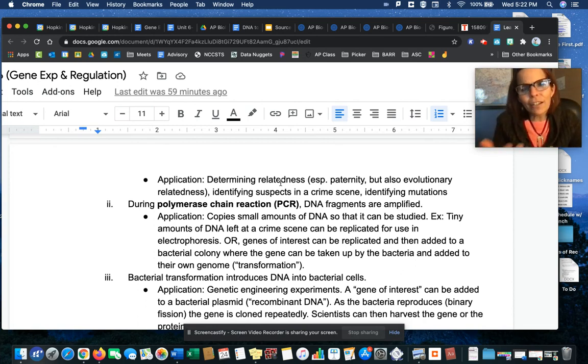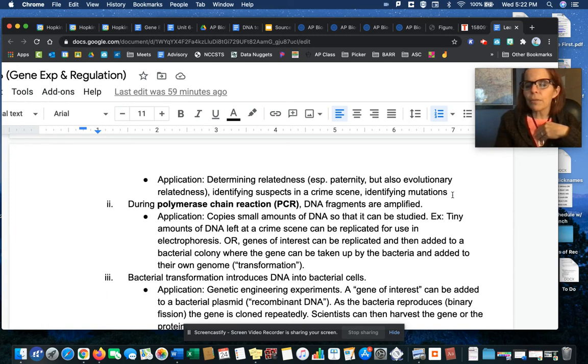We can also identify DNA suspects in a crime scene. So be aware that when we're using electrophoresis, it doesn't tell us anything about what the person looks like. We can't even tell their sex. We don't know if they're male or female. We can't tell anything about the person. But if we have a suspect, we can take the suspect's DNA and compare it to the DNA fingerprint from the crime scene, and then we can tell if they match or not.